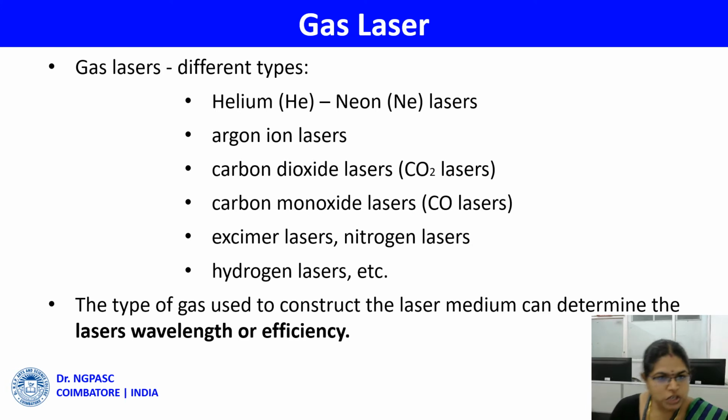Here we are going to concentrate on gas lasers. What are the types of gas laser? Some examples are given here: helium neon laser, argon ion laser, carbon dioxide laser, carbon monoxide laser, excimer laser, nitrogen laser, hydrogen laser, and so on. Many examples are there, and in all of these we use the active medium in different forms of gases. The type of gas used to construct the laser medium can determine the laser's wavelength or efficiency. Depending upon this active medium, the output of the laser will vary.